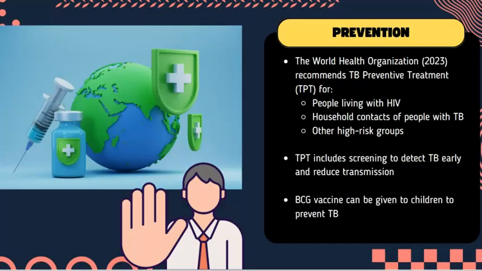Preventing tuberculosis includes a few key strategies. The World Health Organization recommends TB preventative treatment for people living with HIV and for people who have other people in their household who already have TB or are a part of another high-risk group. TB preventative treatment often includes screening programs, which can help identify and treat TB earlier, which helps reduce the spread of the disease and improves the outcome of the people who are now infected.